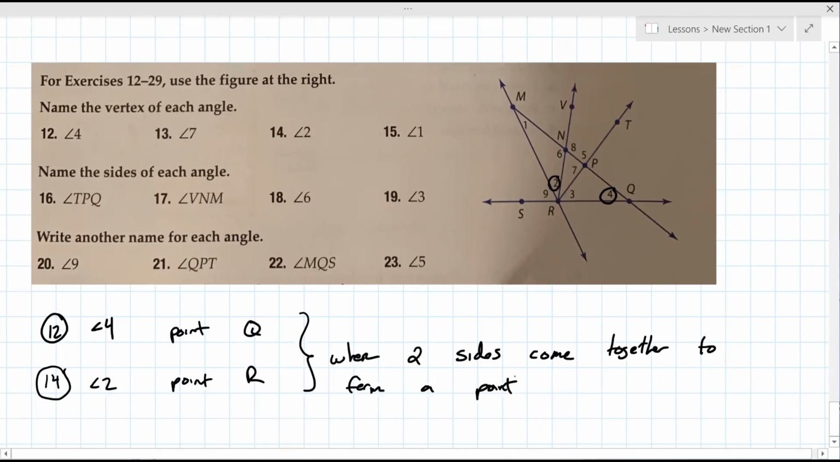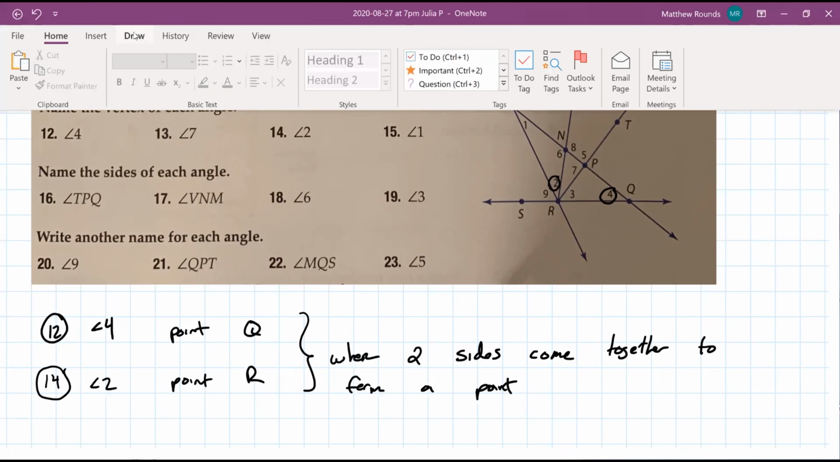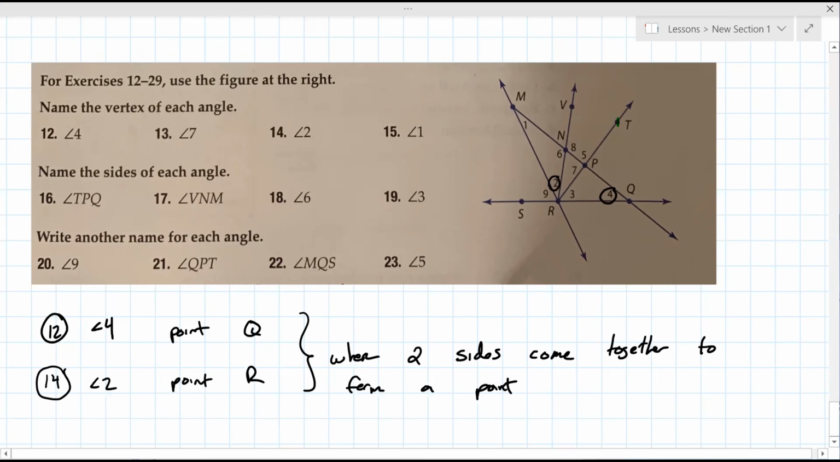All right, so should we move to 16? Yeah. Okay, so it says name the sides of each angle. Angle T is up here, to P, to Q. Okay, so I guess, I don't know how helpful this ever is, but it's this one right here, that one.